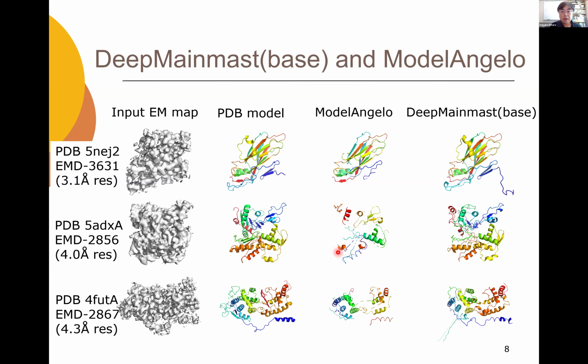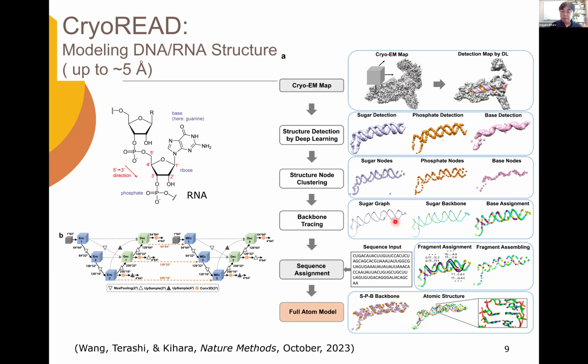So these are some typical scenarios at 3 angstrom. This is the PDB author's model. This is ModelAngelo, which looks not bad. This is DeepMainMast. It's also good. But when it comes to 4 angstrom or 4.3 angstrom, ModelAngelo started to make very fragmented structures and cannot connect those fragments, but DeepMainMast does a better job in connecting those fragments. Okay, so that's about the protein modeling up to 5 angstrom using DeepMainMast.